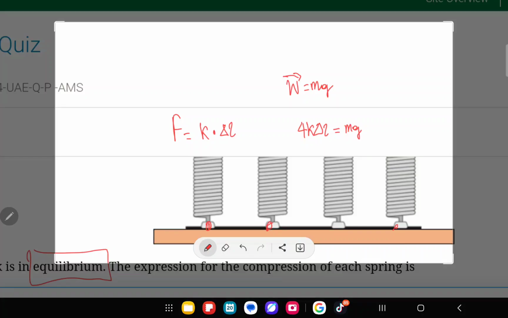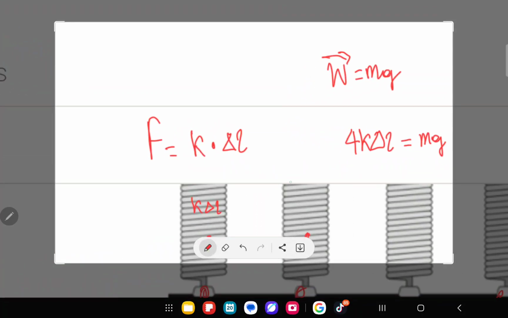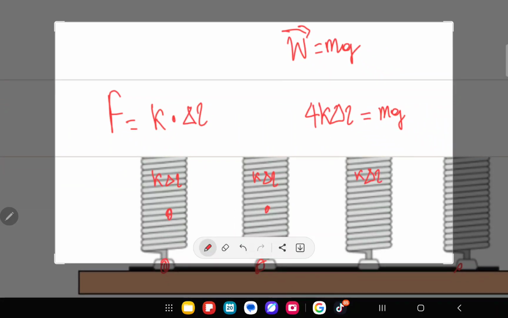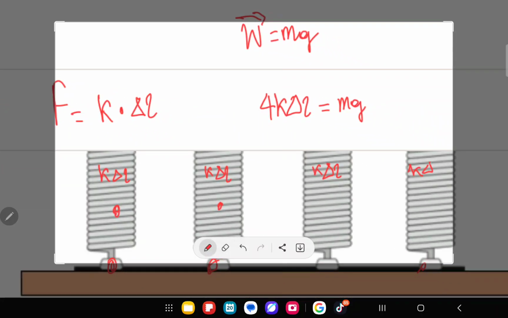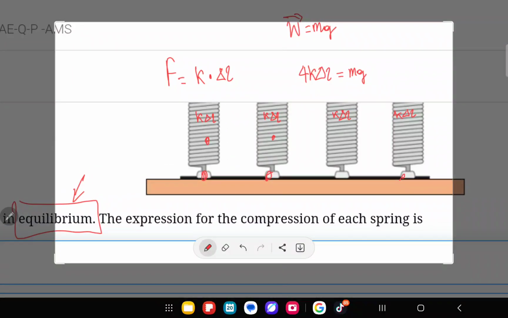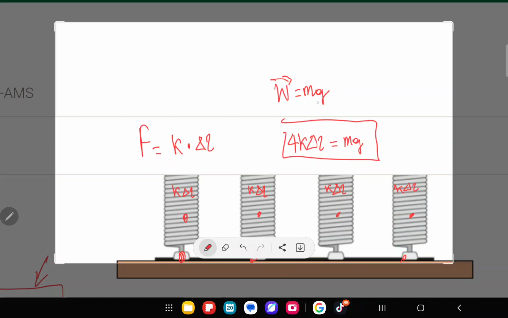You have to think of it like this. These springs, each one produces K delta L, K delta L, K delta L, and all of these add up. All together, they work together, so then they can balance mg. And that's why we equate them, because they said that it's in equilibrium, meaning that all of these add up and it's just enough to keep the block in equilibrium. Okay, so now we have 4k delta L equals mg.